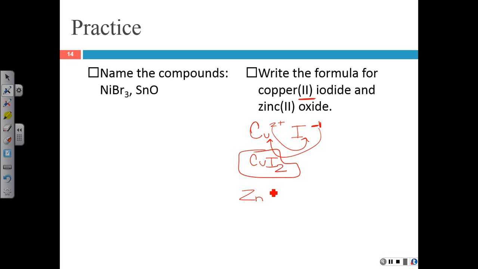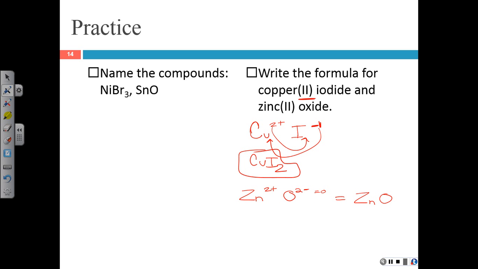Zinc 2+, oxygen 2-. Okay, so what do we do here if we have a 2+ and a 2-, already equals 0? Yep, they just cancel. They already equal 0, so we get that. Okay, so writing formulas is very similar to classification 2.